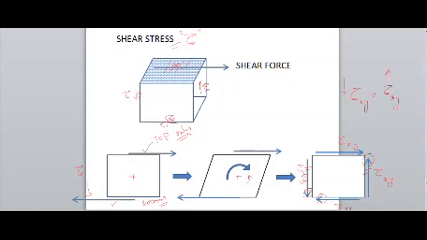So this is nothing but a concept which is useful in the next classes. We will call it a complementary shear stress.